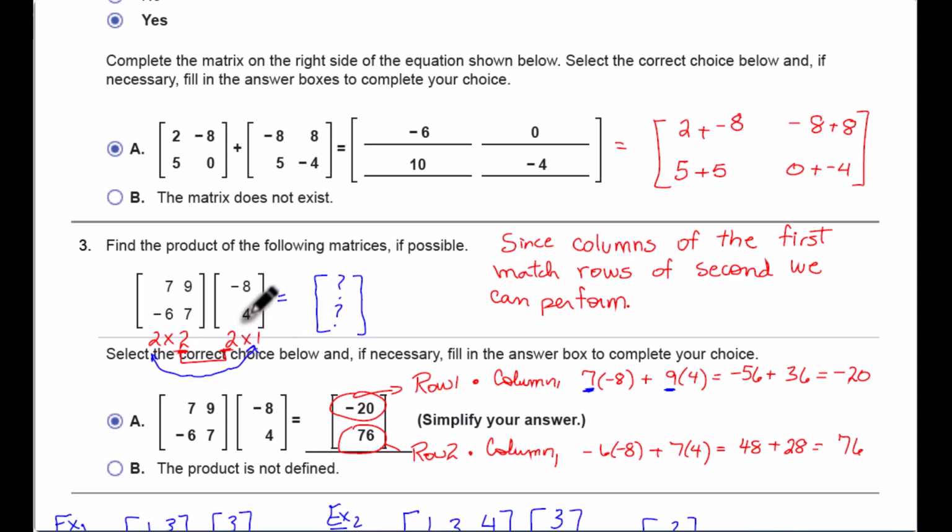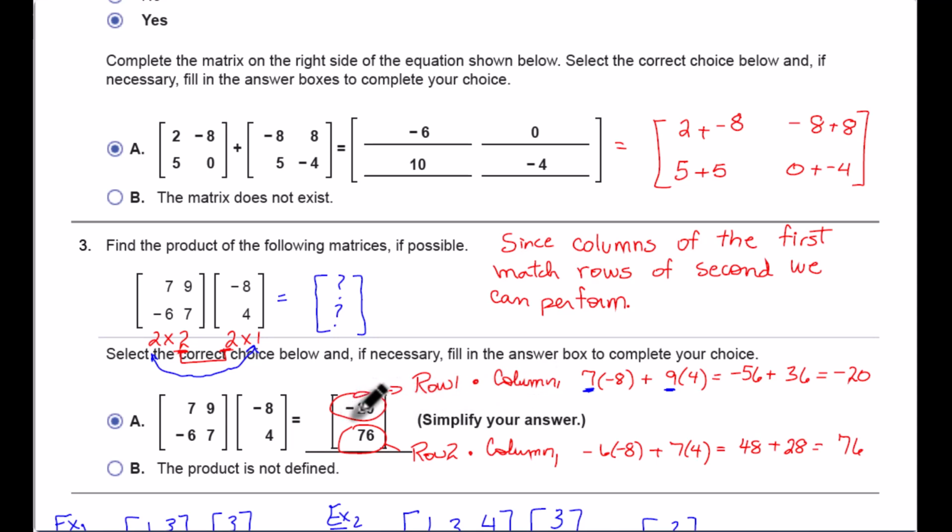Now, how do we get it? Well, this particular element here is in the 1,1 position. So that means I'm going to take row 1 here, and I'm going to multiply it by column 1. I do it term by term. So 7 times minus 8, that's a minus 56. I've got a 9 times 4, which is 36. And minus 56 plus 36 is minus 20.